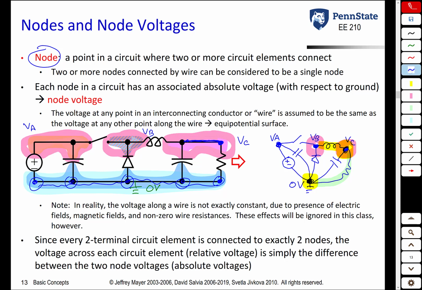For example, suppose you were interested in the voltage across this inductor. Let's call it V1. You could say that V1 is equal to the voltage at this node, which is VB, minus the voltage at this node, which is VC. So once again, for every single circuit element, the relative voltage across that circuit element, you could always designate as the difference between two node voltages.